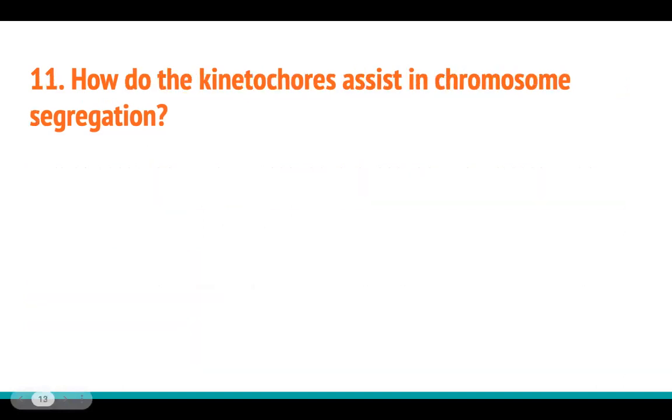Okay, so kinetochores, what do they do? There are two things that I have, but you might be able to come up with others. How do they assist in chromosome segregation? This is the one that I always think of. They're what allow the kinetochore microtubules to attach to each sister chromatid to allow for proper segregation.